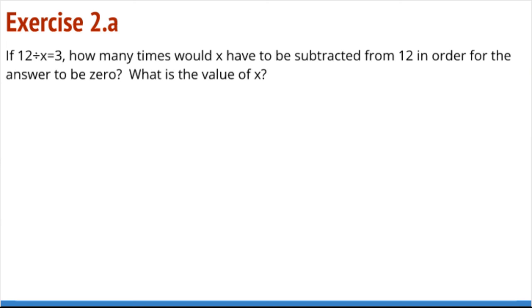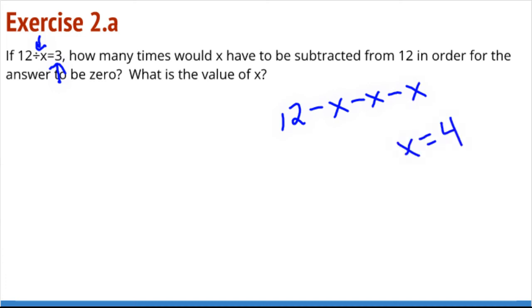All right, so if 12 divided by x is equal to 3, how many times would x have to be subtracted from 12 in order for the answer to be 0? They're asking here how many times do we have to subtract this, and the quotient provides that information. So we are going to have to subtract 3 times. So 12, we're going to take away x, we're going to take away x, and we're going to take away x. And we would find out that x is going to be equal to 4.